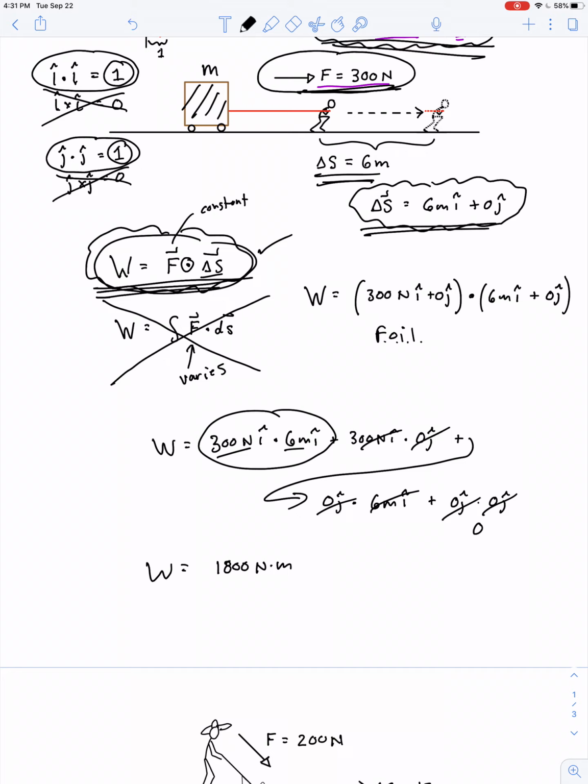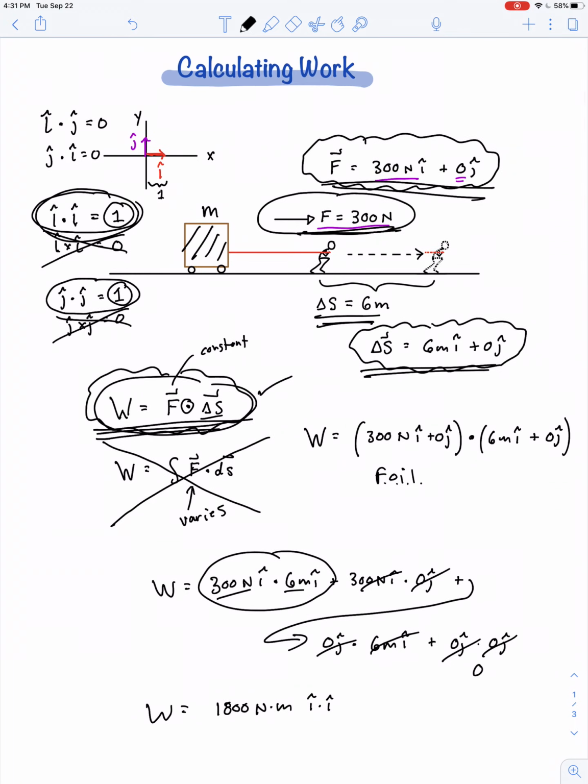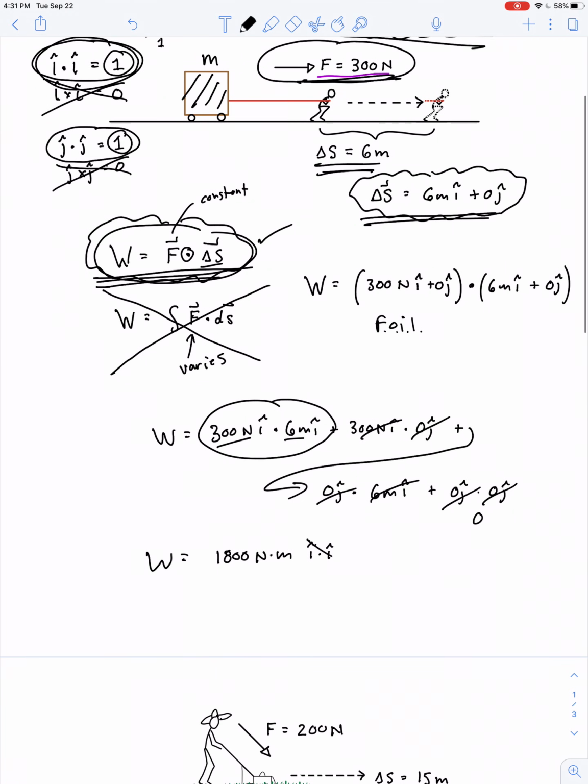And then we're left with an I hat dot I hat. But as we stated earlier, that's equal to 1. So in the end, the work is 1,800 newton meters.